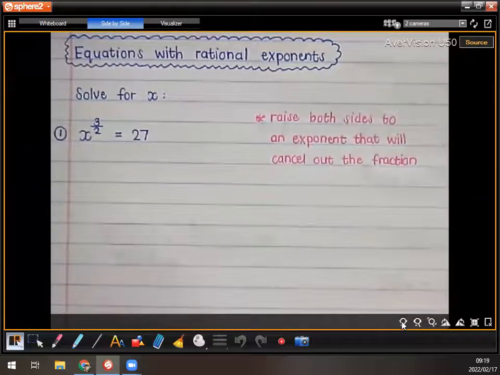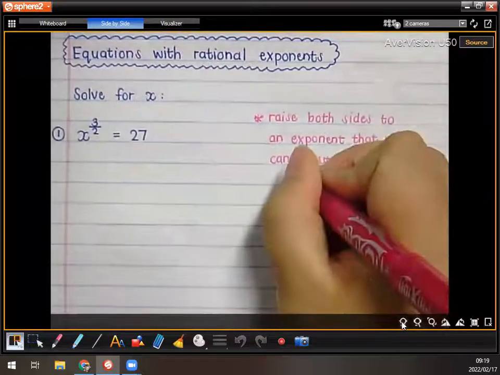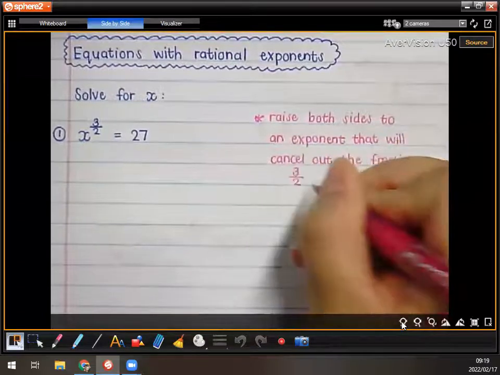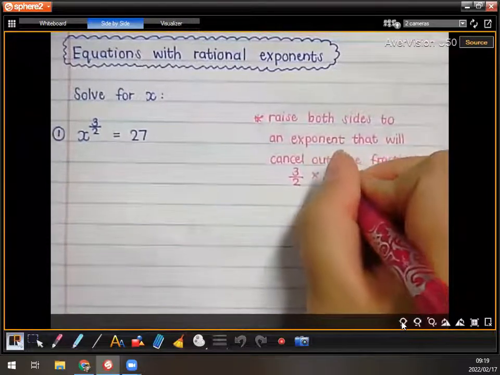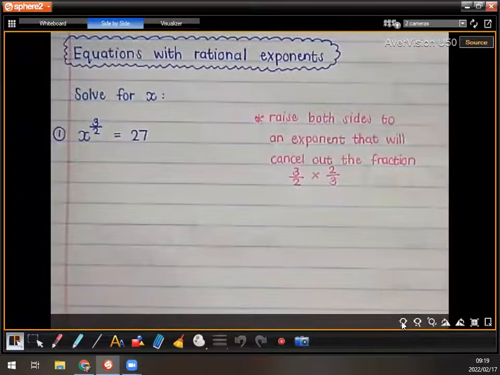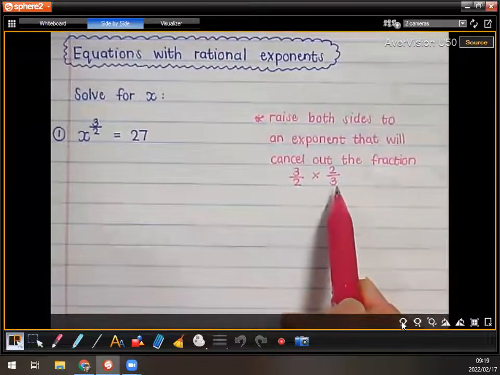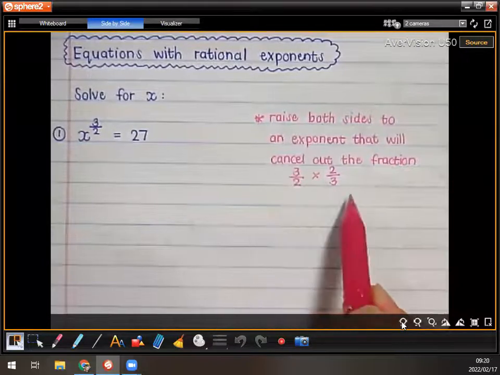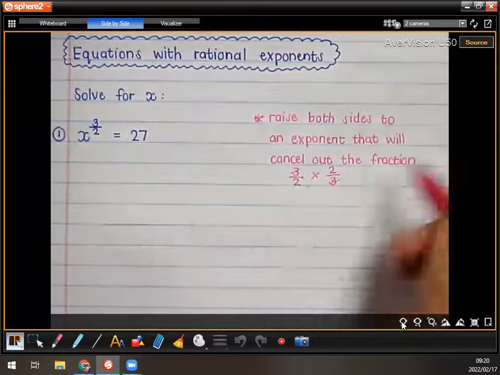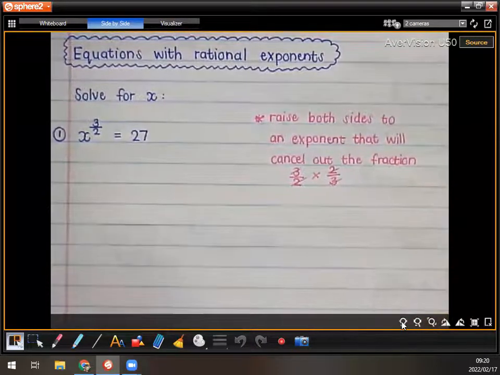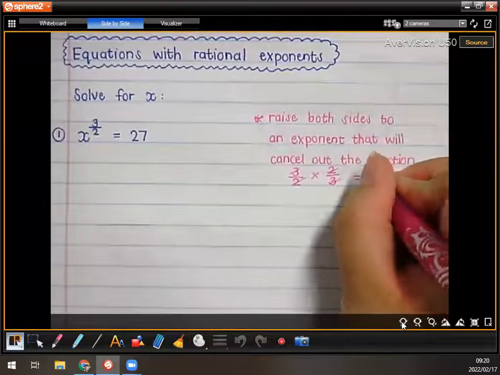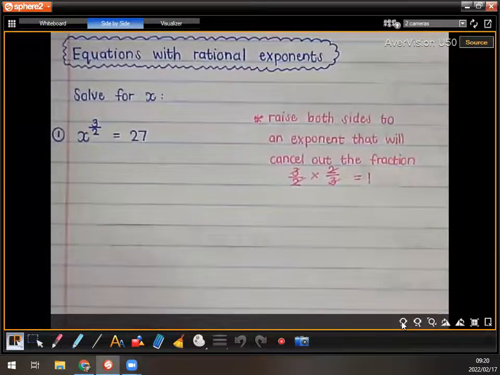So guys, when I say will cancel out, I mean that we're looking at this, for example, 3/2. If I multiply 3/2 by 2/3, what's going to happen then? You have a 3 at the top and then a 3 at the bottom. What's going to happen with those 3s? They're going to cancel out. And then I have a 2 at the bottom here and a 2 at the top there. They are also going to cancel out, right? What's going to be left? 1.